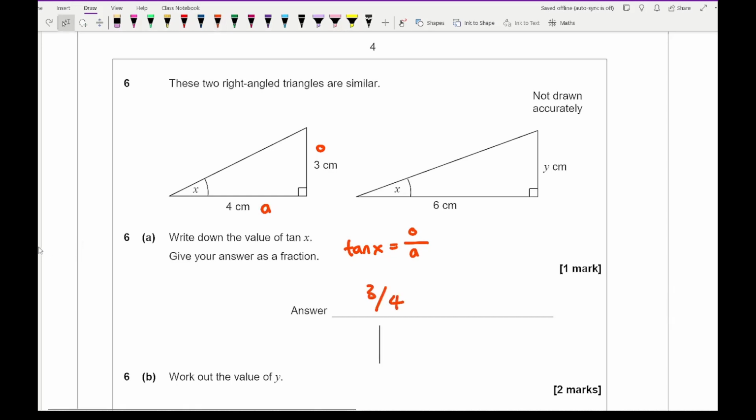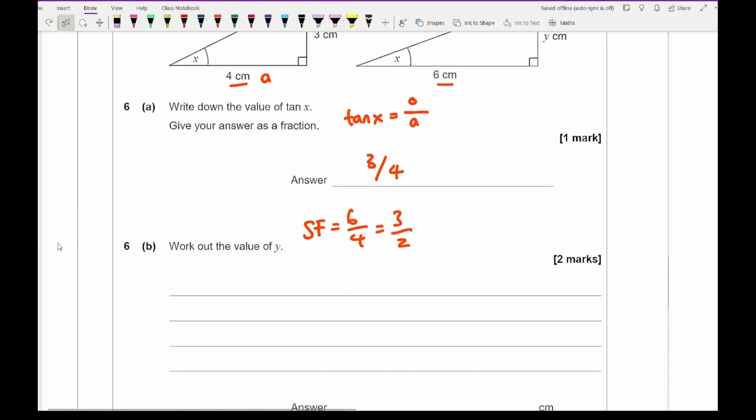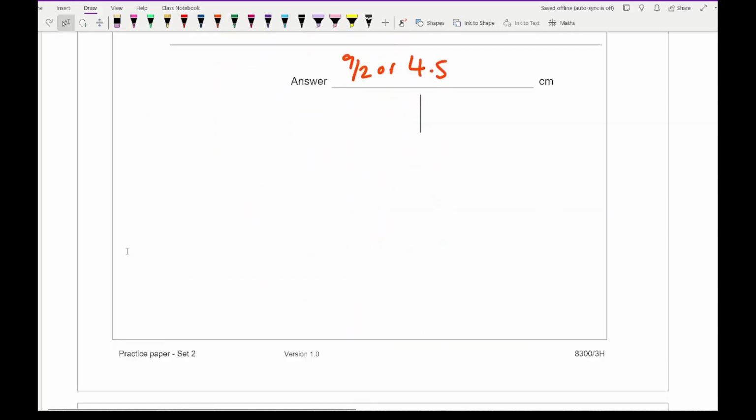It then says work out the value of y. So to work out the value of y, what we need to first of all do is work out the scale factor between the two similar triangles. So using the two corresponding sides we know, which is 6 and 4, we know that the scale factor is 3 over 2. So therefore, to work out what y is, it's going to be 3 over 2 multiplied by 3, which gives us an answer of 9 over 2. Or you can write it as 4.5. Or you can write it as a mixed number.